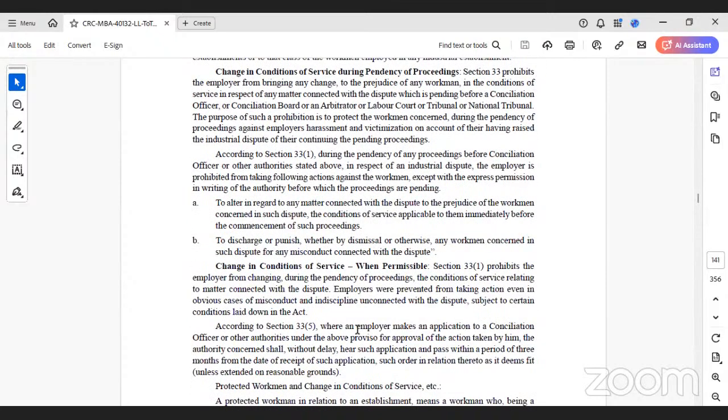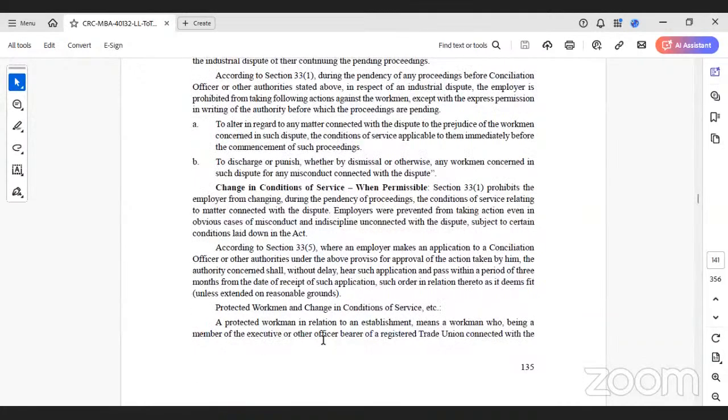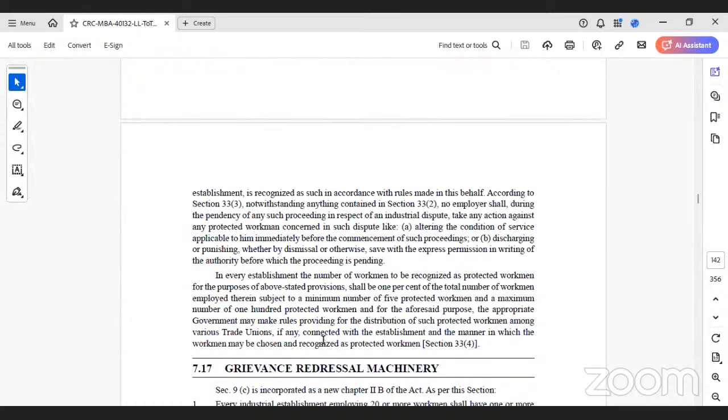And change in the conditions of the service, when is it permissible? Section 33, subsection 1 prohibits the employer from changing during the pendency of any proceedings the conditions of service relating to the matter concerned with the dispute. So whenever the matter is pending before the courts or conciliation boards, no such change is acceptable, and it is prohibited that the employer tries to change the workmen's working conditions.